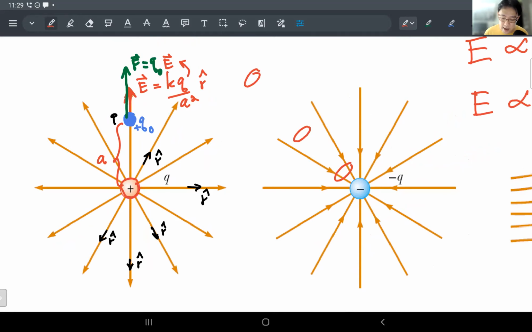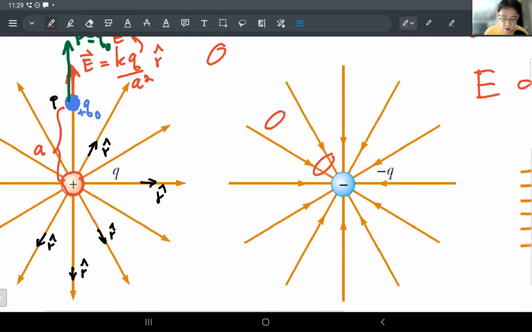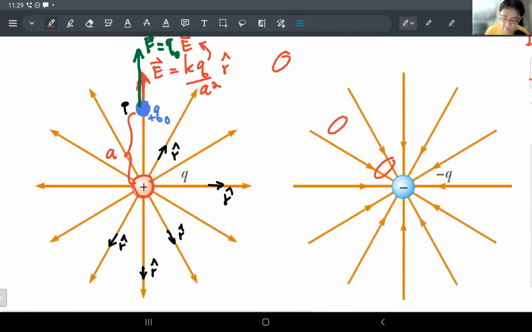Okay, let's look on the right side. Now, actually, we can look at the left. So what if I place a negative charge instead?